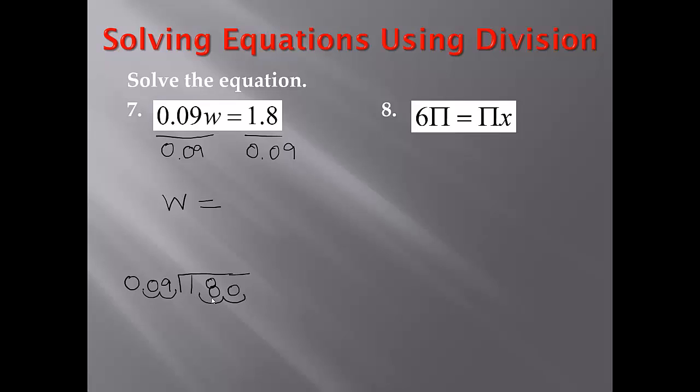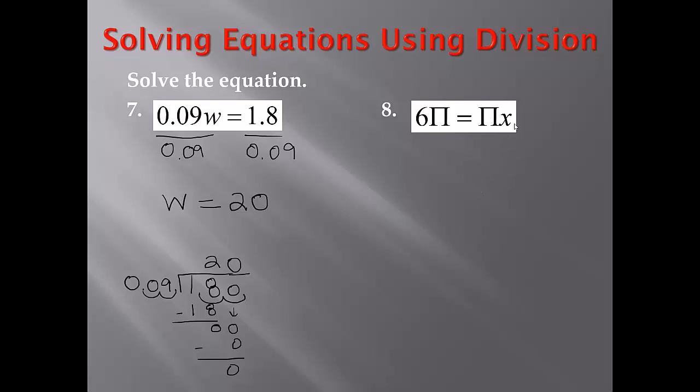9 goes into 18 2 times. 2 times 9 is 18. We'll bring down our 0. And 9 goes into 0 0 times, which is 0. We subtract, and we're left with nothing. So we're left with 0. So our answer is 20. So w equals 20. And for number 8, we have 6 pi equals pi times x.